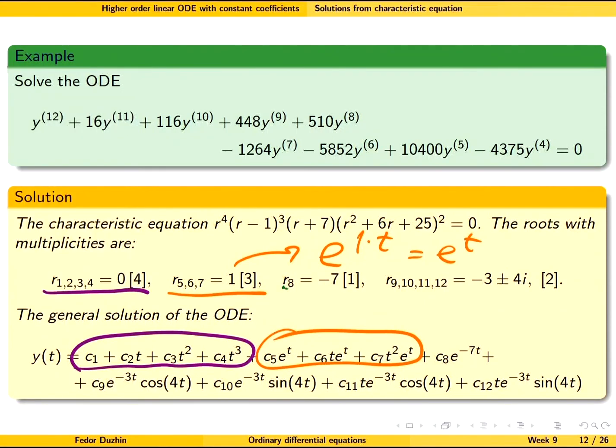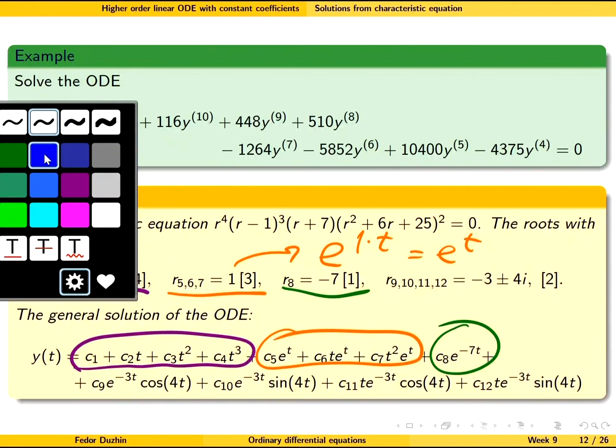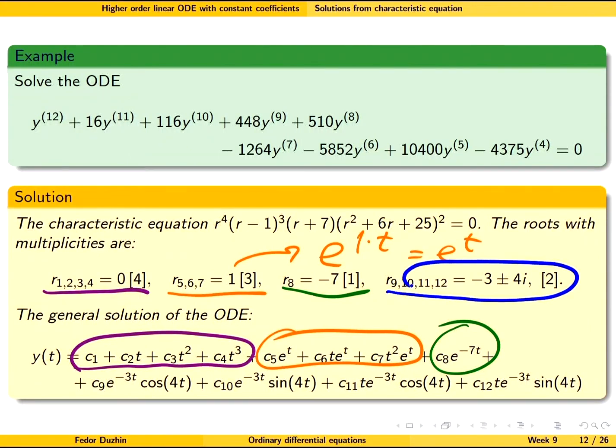Then we have minus 7, and minus 7 is the root of multiplicity 1. So this is simple. And finally, we have minus 3 plus minus 4i, and these are 2 complex conjugate roots of multiplicity 2, right? So these 2 complex conjugate roots give us the combination of e to the minus 3t and cosine or sine of 4t, because 4 is the imaginary part and minus 3 is the real part. But since the multiplicity is 2, we should multiply by t also. So this is what we are going to get, right?